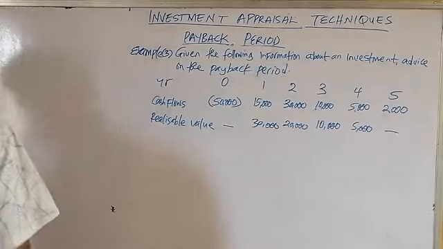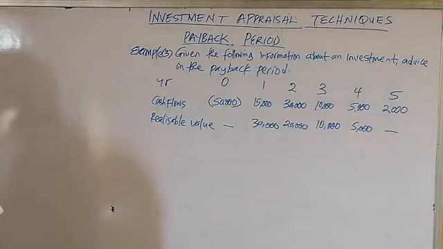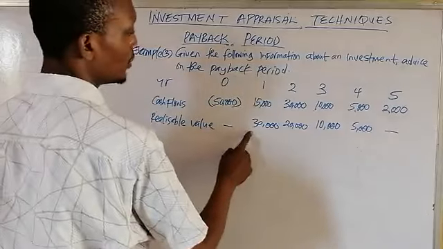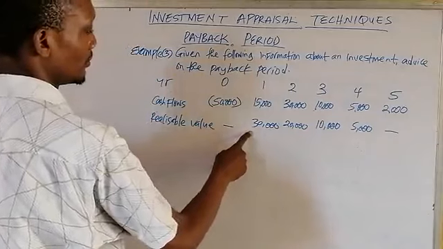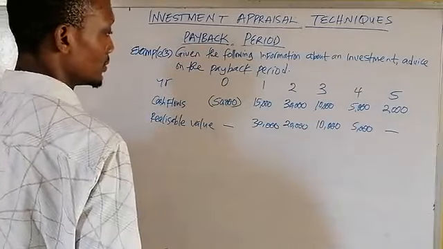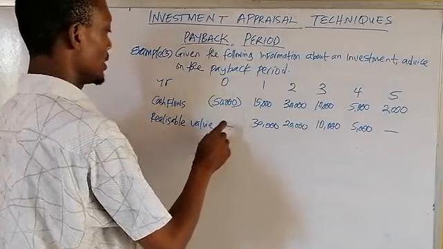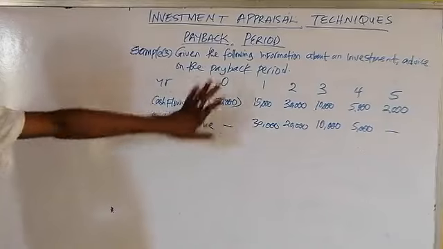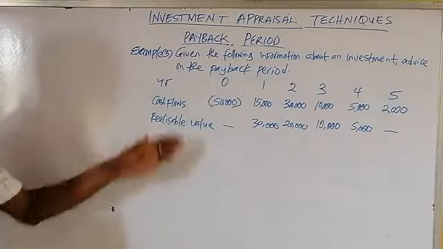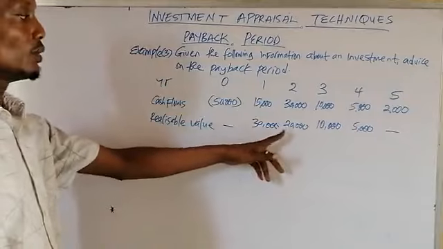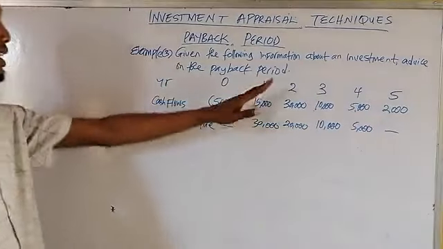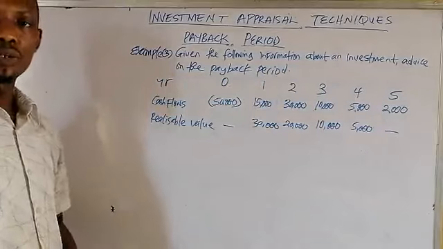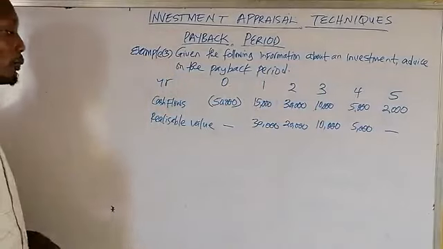So if that is the case, the realizable value after year 1, okay, in year 0, yes, very correct. In year 0, there is no realizable value. That is where we started. So after year 1, there is a realizable value, year 2, and so on and so forth. So we are now asked to advise on the payback period.